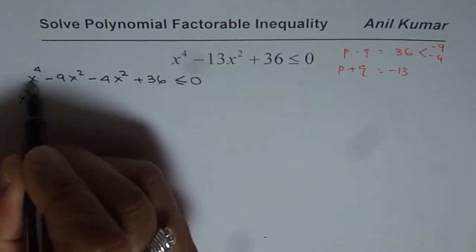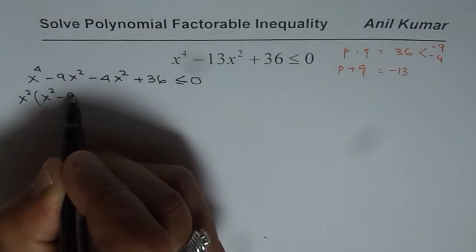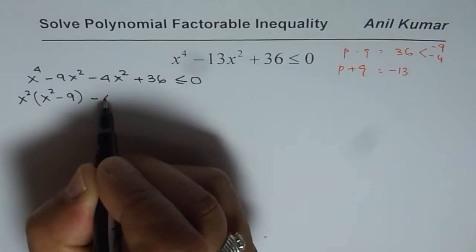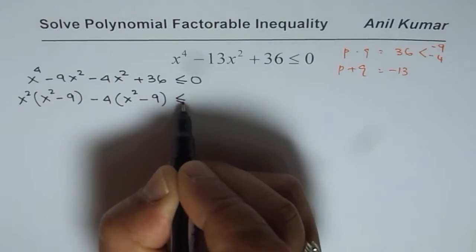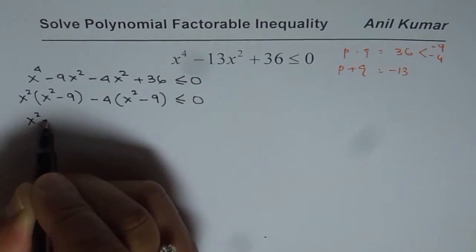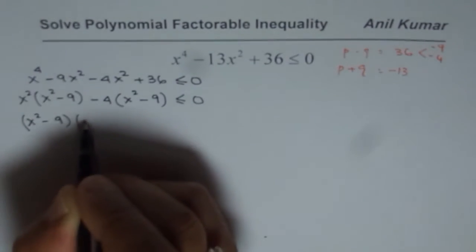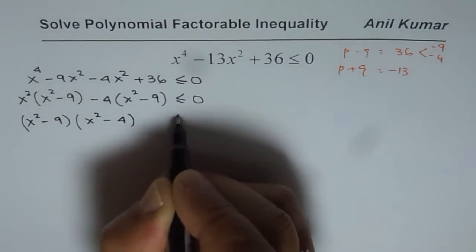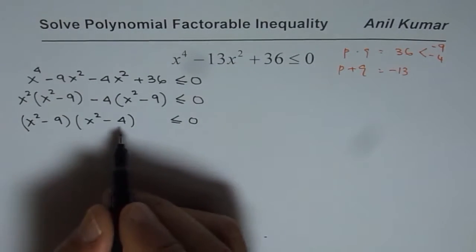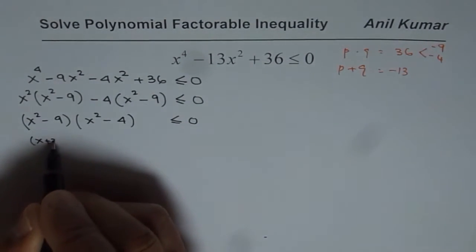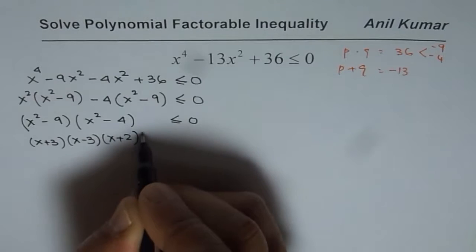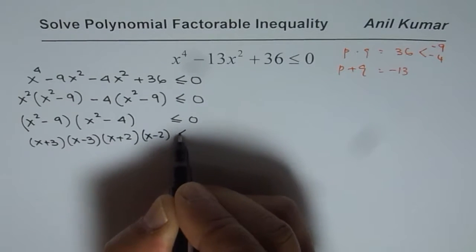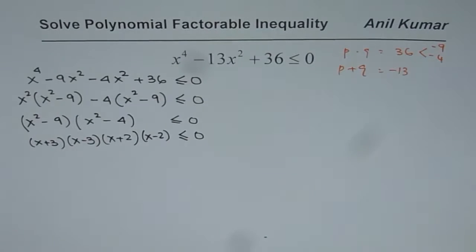x squared is common in the first two terms, so we get x squared minus 9. The next two terms we have 4 common, so we get x squared minus 9, which is less than or equal to 0. x squared minus 9 is a common factor. We get x squared minus 4 less than or equal to 0. These are differences of squares, so they could be written as x plus 3 times x minus 3 times x plus 2 times x minus 2. So that is the factored form of the given polynomial equation of degree 4.